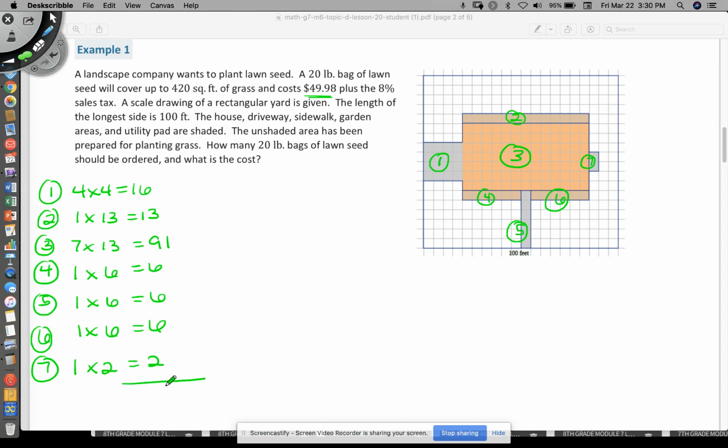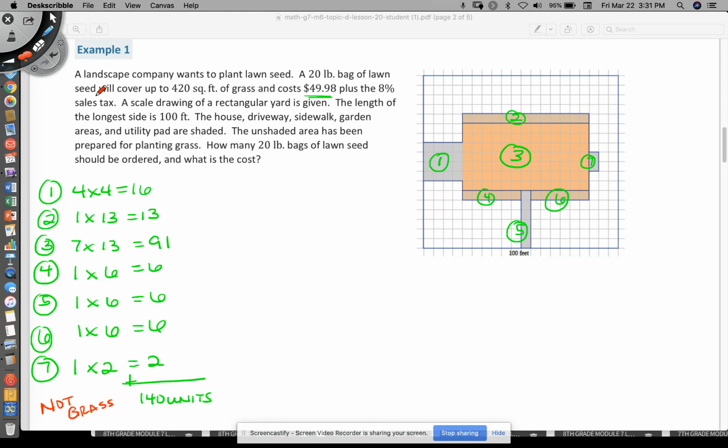Now to find out the total, we're going to add all these answers up. So add those all up on your calculator, and you should get 140 units. Now, why is this important? This is important because this is not grass. There is no grass on this area. So all this stuff we just found the area of is going to be what we subtract from the total.